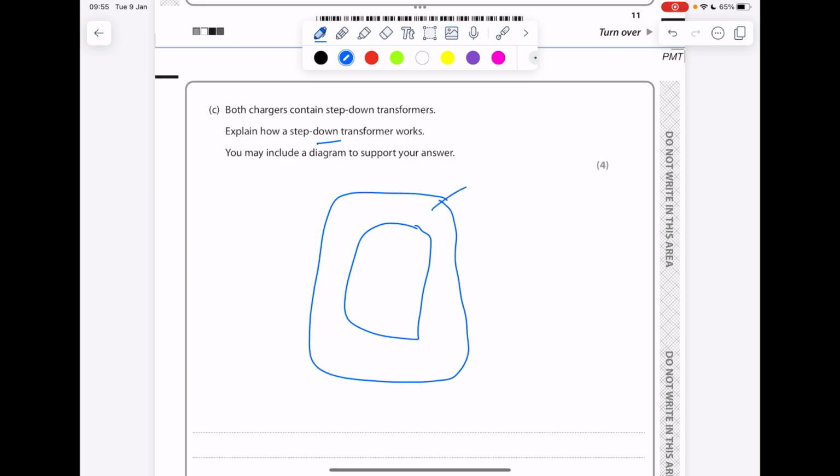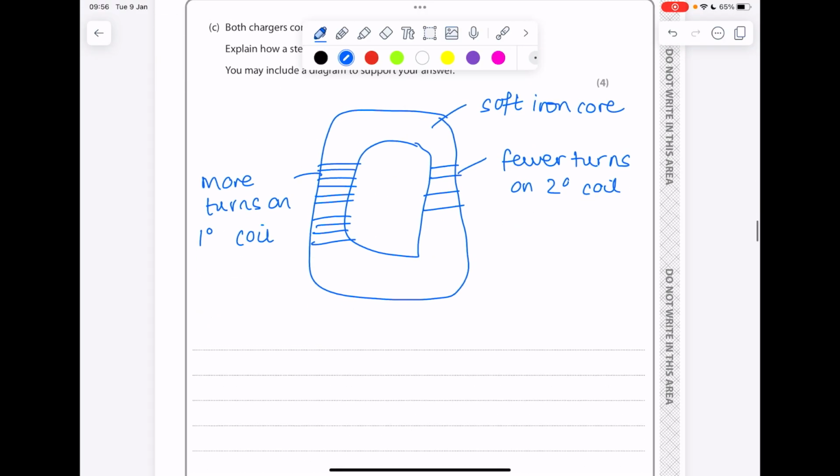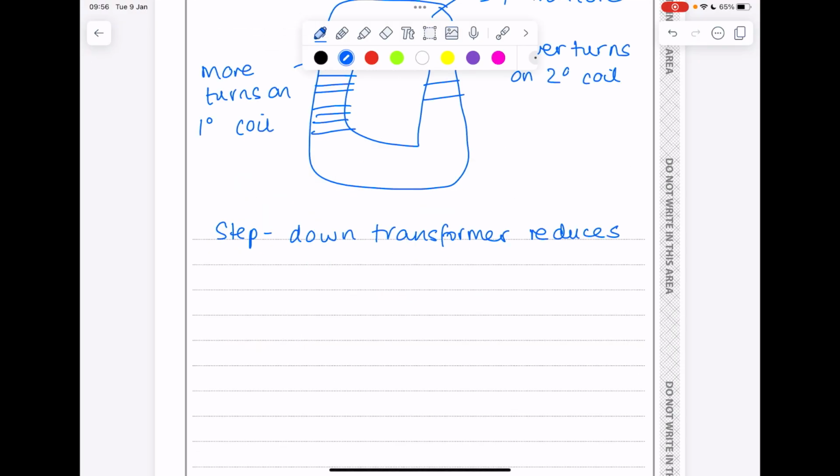There's our soft iron core. Because it's a step-down transformer, it means that we'll have fewer turns on the secondary coil, and more turns on the primary coil. Let's start by stating that a step-down transformer reduces voltage. And then we need to get into the in-depth explanation as to how these things work.